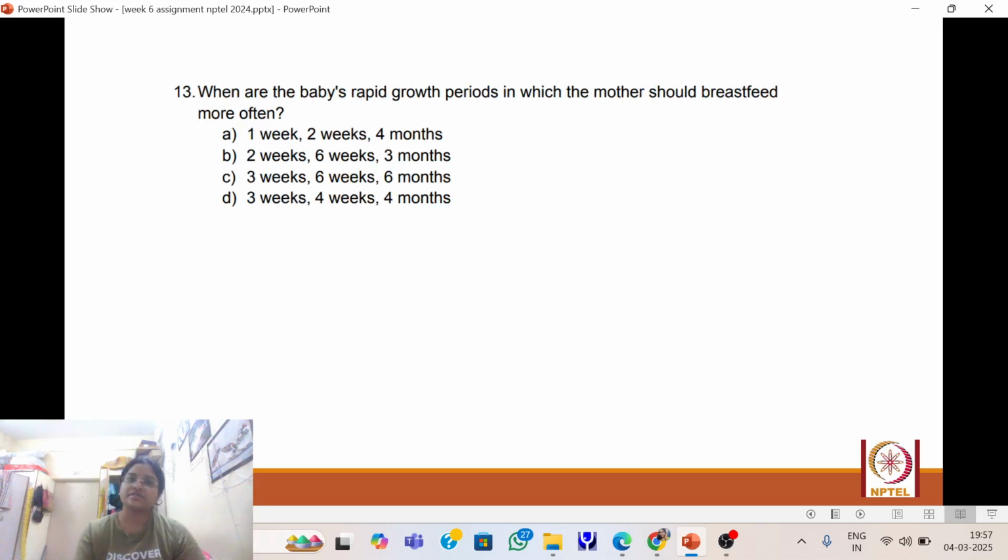When are the baby's rapid growth periods in which the mother should breastfeed more often? 1 week, 2 weeks, 4 months; 2 weeks, 6 weeks, 3 months; 3 weeks, 6 weeks, 6 months; or 3 weeks, 4 weeks, 4 months.